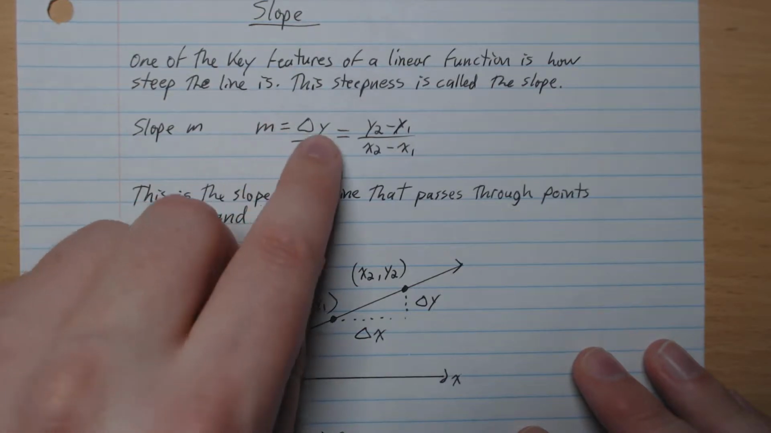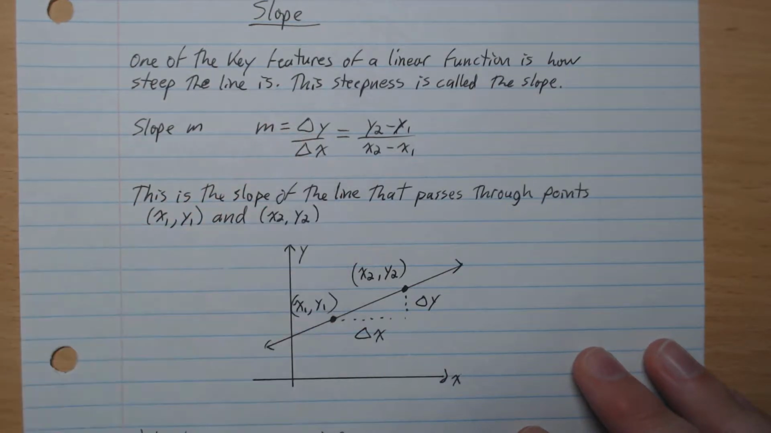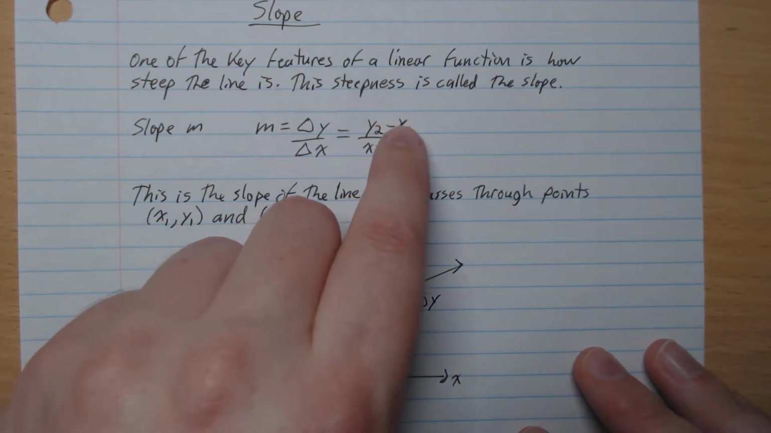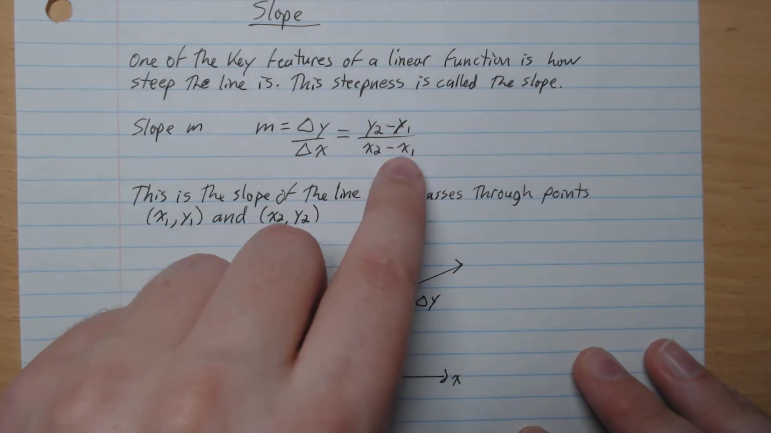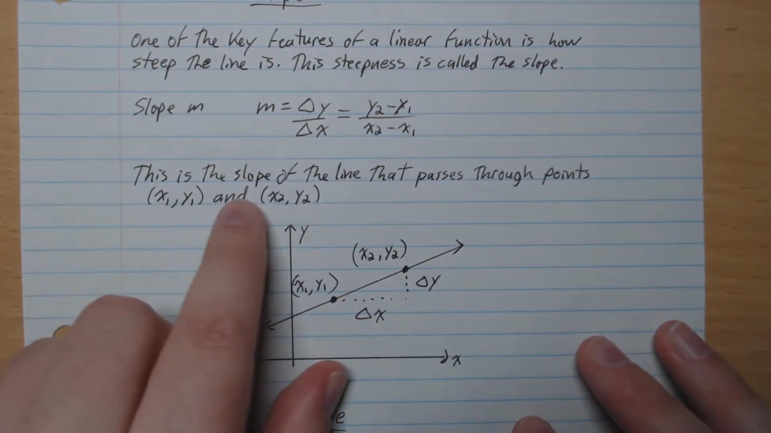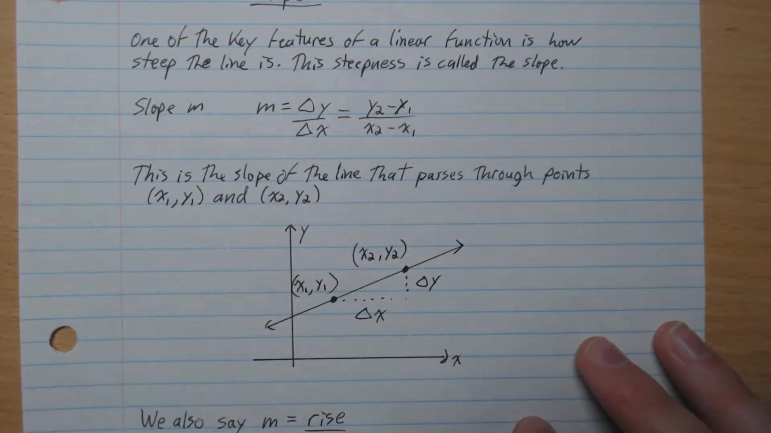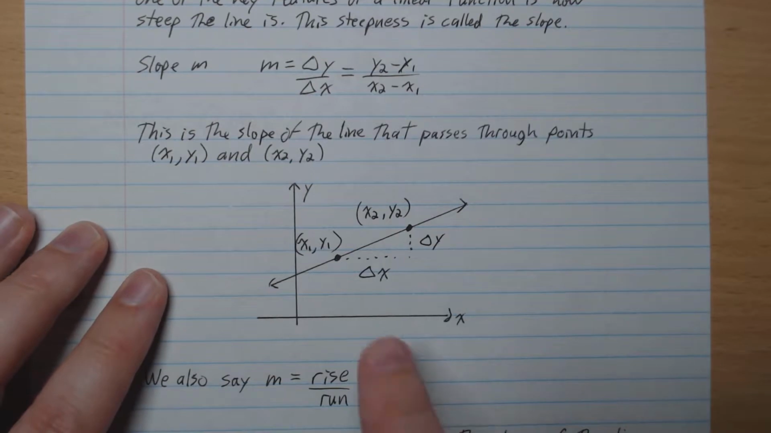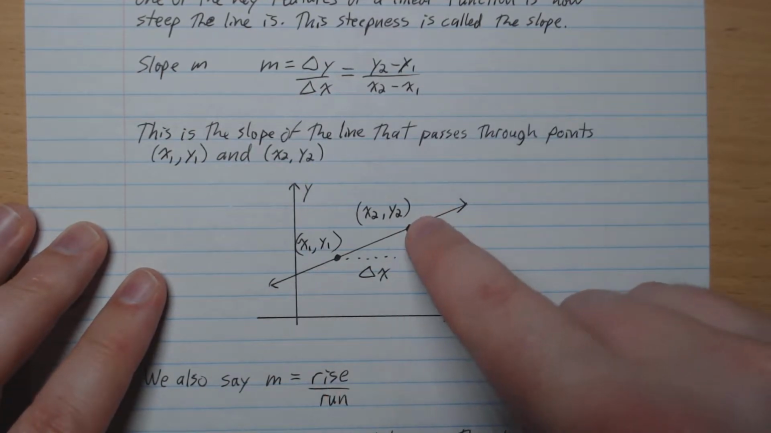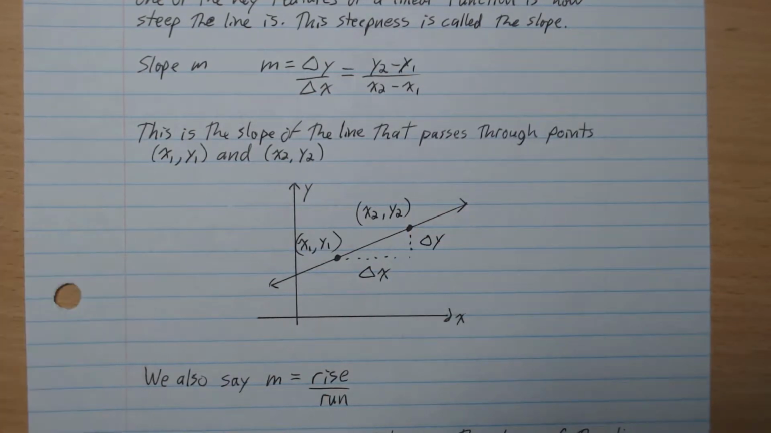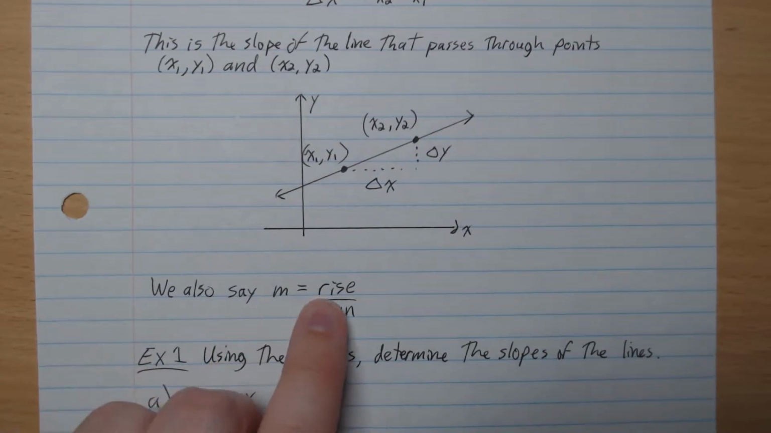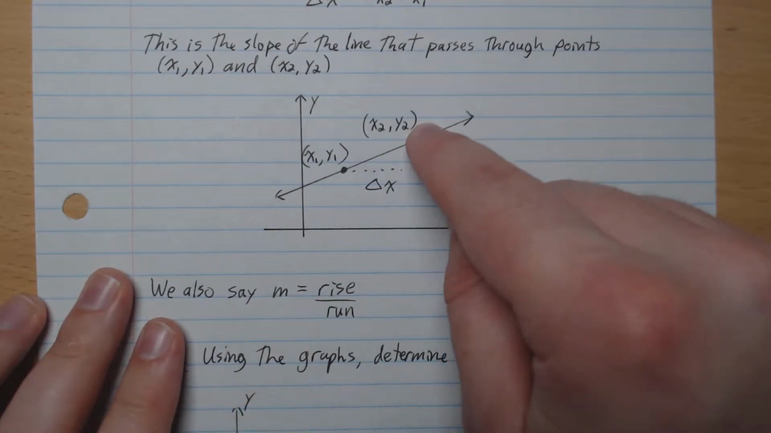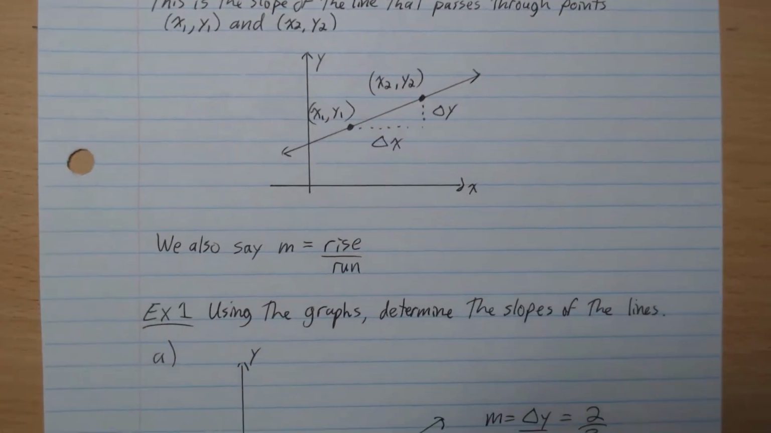So the slope m is change in y over change in x, so y2 minus y1 over x2 minus x1. This is the slope of the line that passes through points (x1, y1) and (x2, y2). So we see here the change in x and the change in y. We also say m is rise over run.